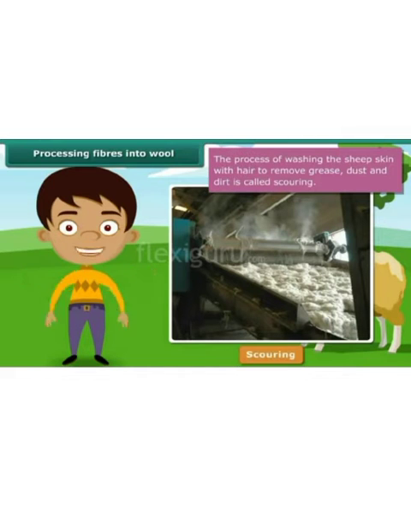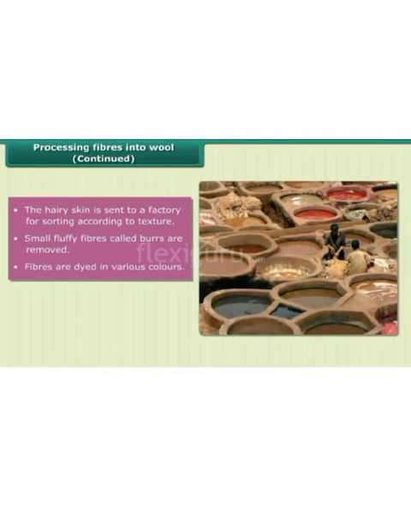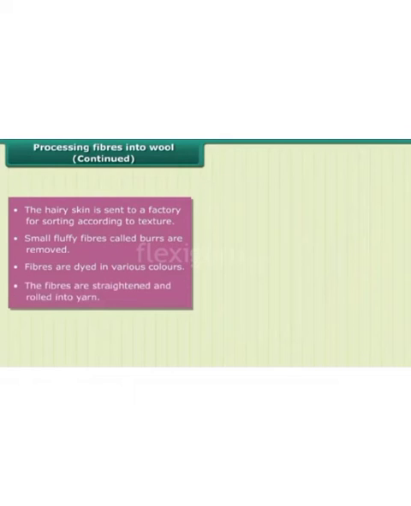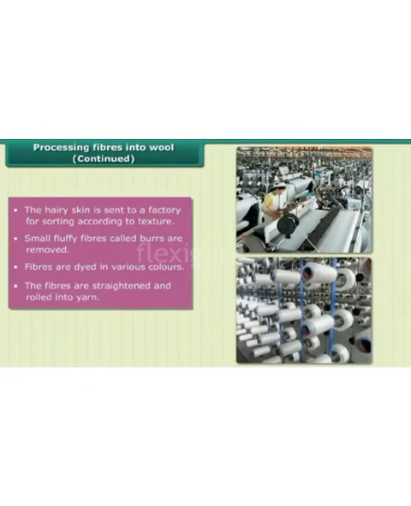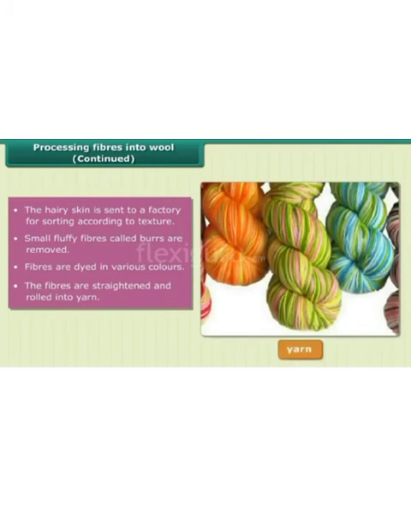The third step is sorting. The hairs are sent to the factory where they are separated based on the texture. Texture is nothing but appearance. The fourth step is that the small fluffy fibers are removed. The next step is that the fibers are dyed in various colors. The last step is that the fibers are straightened, combed and rolled into yarn and it is ready for use.